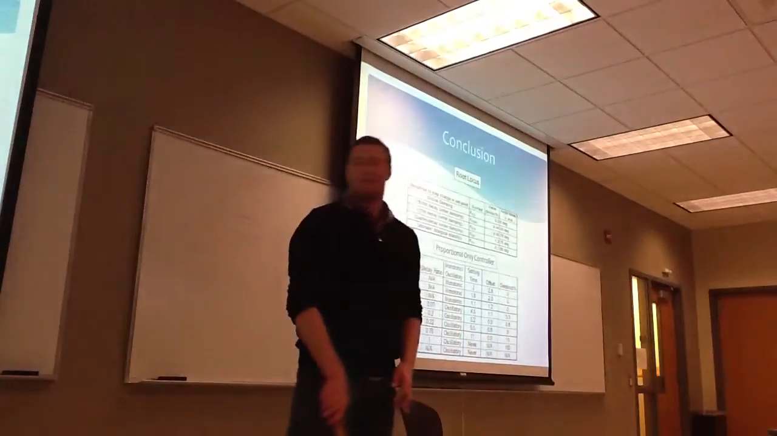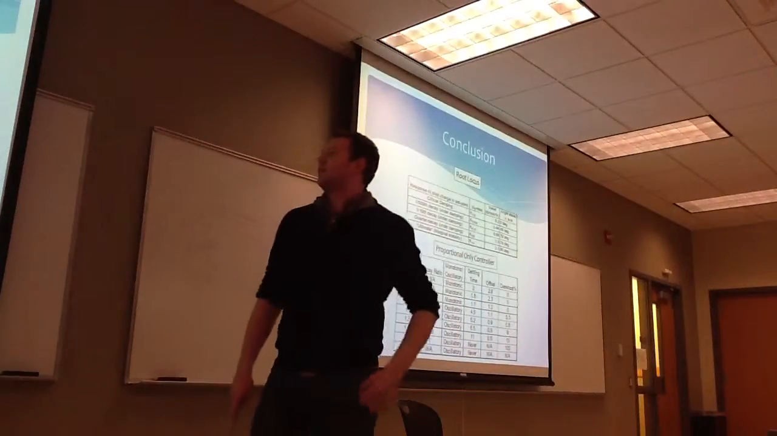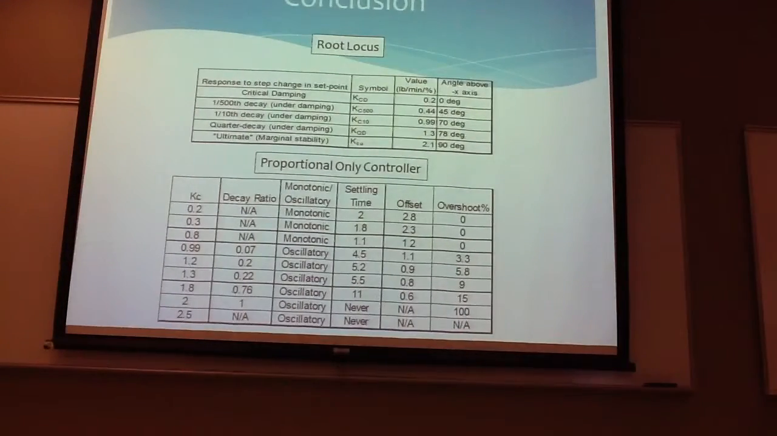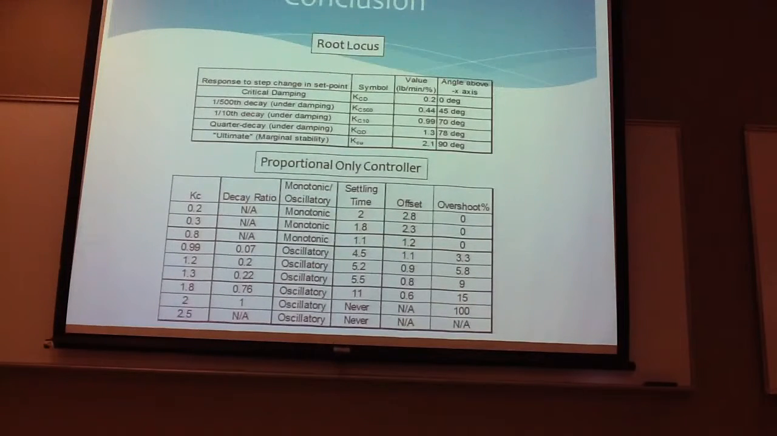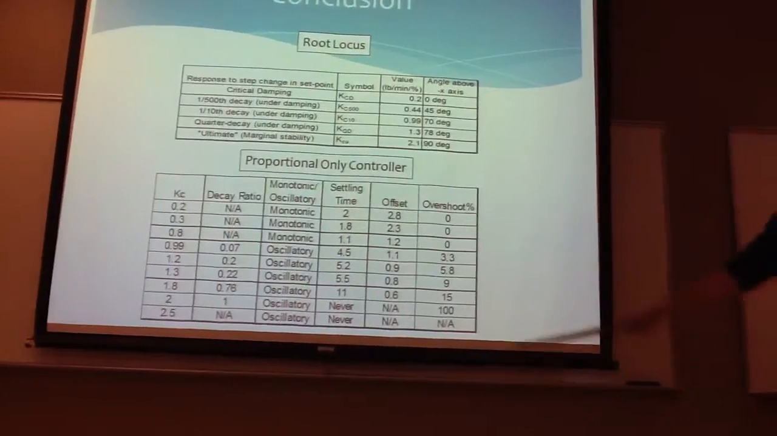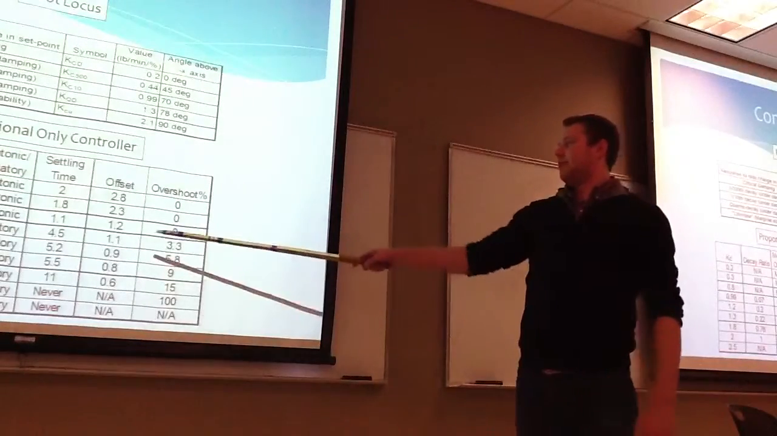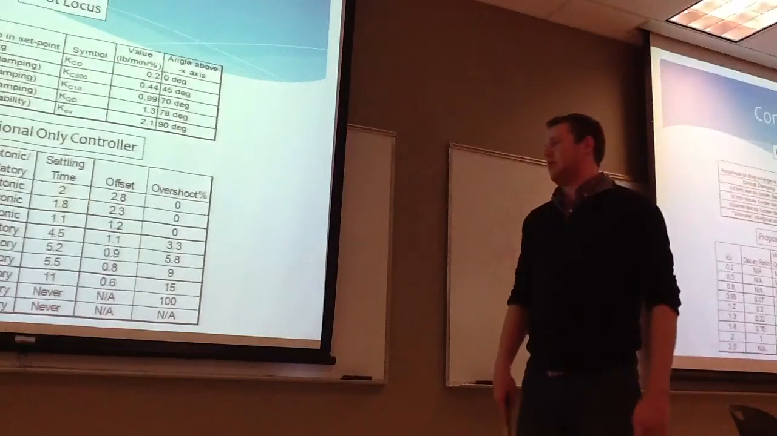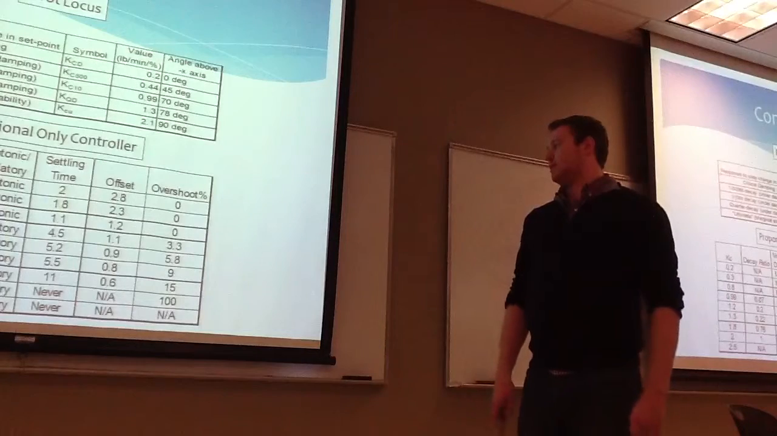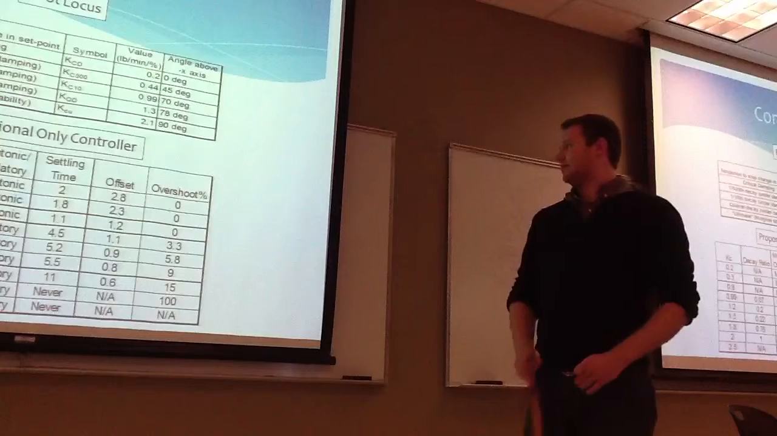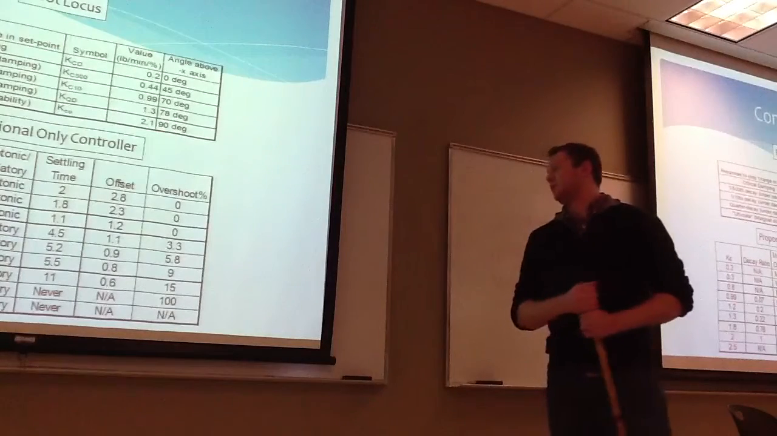In conclusion, from our root locus, we had a critical damping KC of 0.2, a 1/500th decay of 0.44, a 1/10th decay of 0.99, a quarter decay of 1.3, and an ultimate KC of 2.1. And then when we plug those into the model along with some extra data points, for 0.2 the decay ratio was not applicable, and it was monotonic, and it had a settling time of 2 seconds, an offset of 2.8, and an overshoot of 0.